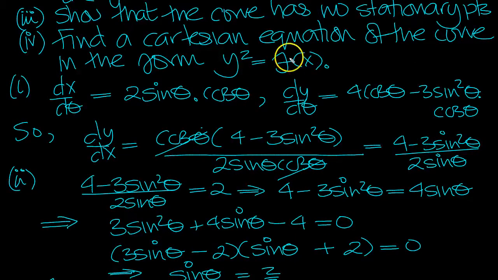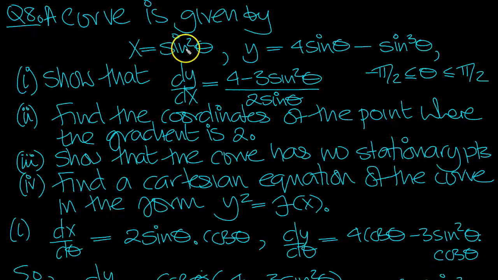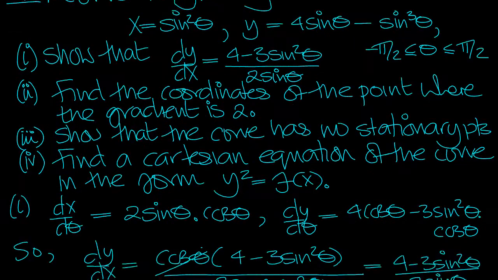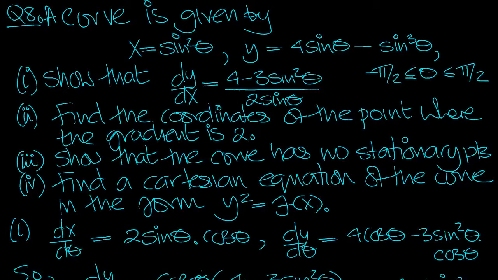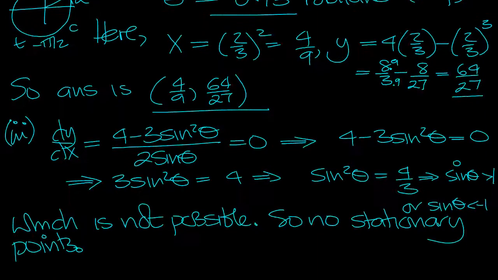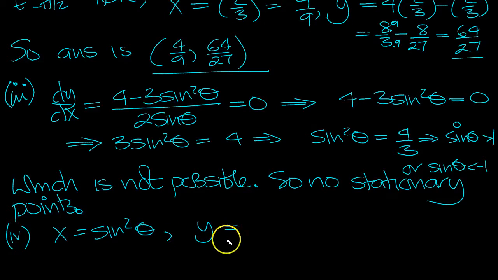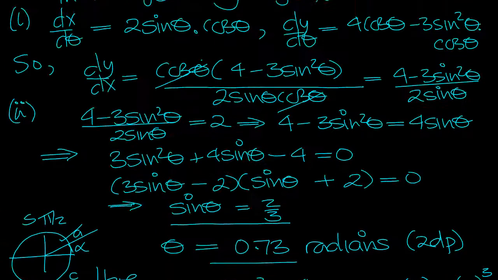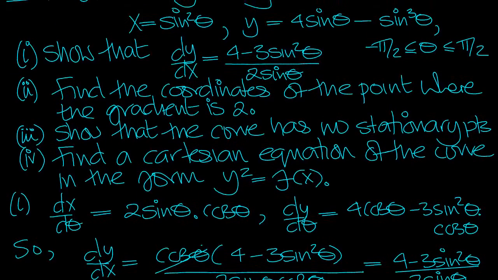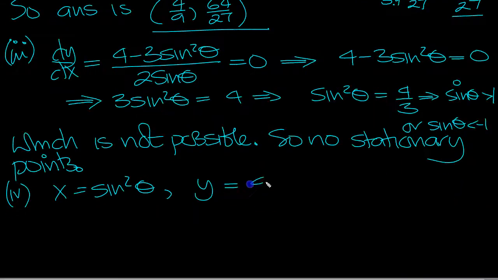Now, next part. Find a Cartesian equation in this form. So we just have to reduce it to Cartesian. X is sine squared, 4 sine minus sine cubed is y. So this is part 4 now. X equals sine squared. Y is equal to, what was it? I've got to go up and get it again, sorry. What was it? 4 sine theta minus sine cubed theta.